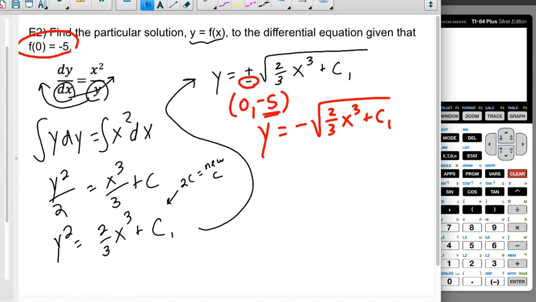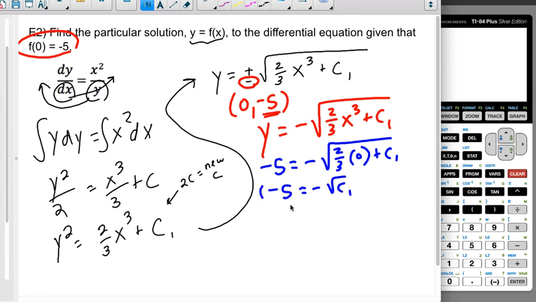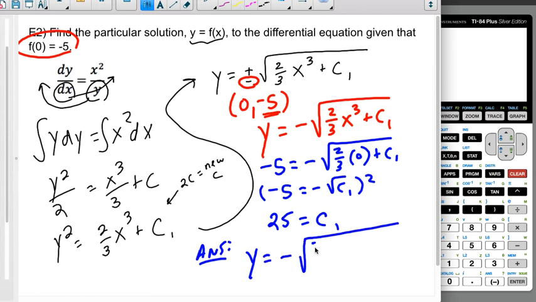negative of this answer. So now when I go ahead and plug in, I'm going to get -5 equals negative square root of 2/3 times 0 plus c sub 1. So negative 5 is negative square root of c sub 1. I'm going to square both sides, right? And I'm going to get 25 equals c sub 1, right? So once I know that, my answer is y equals the negative square root of 2/3 x cubed plus 25.